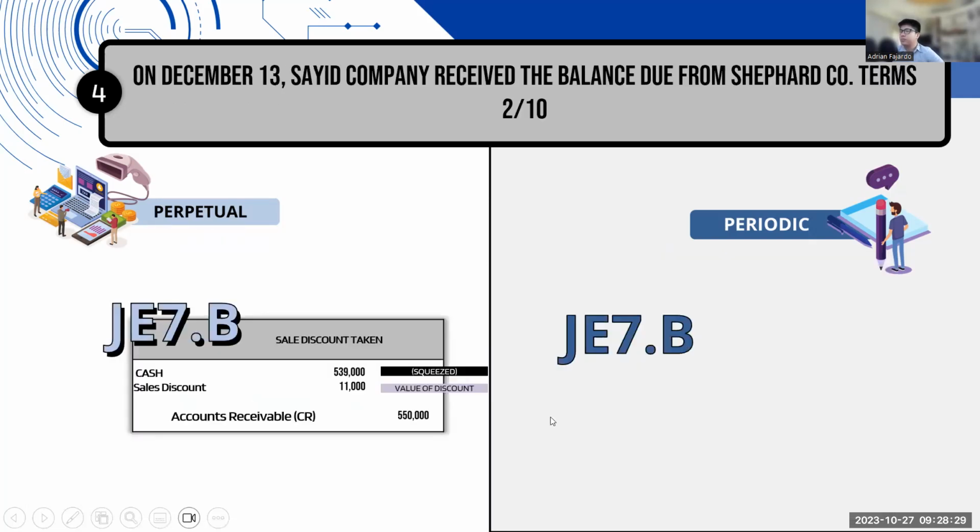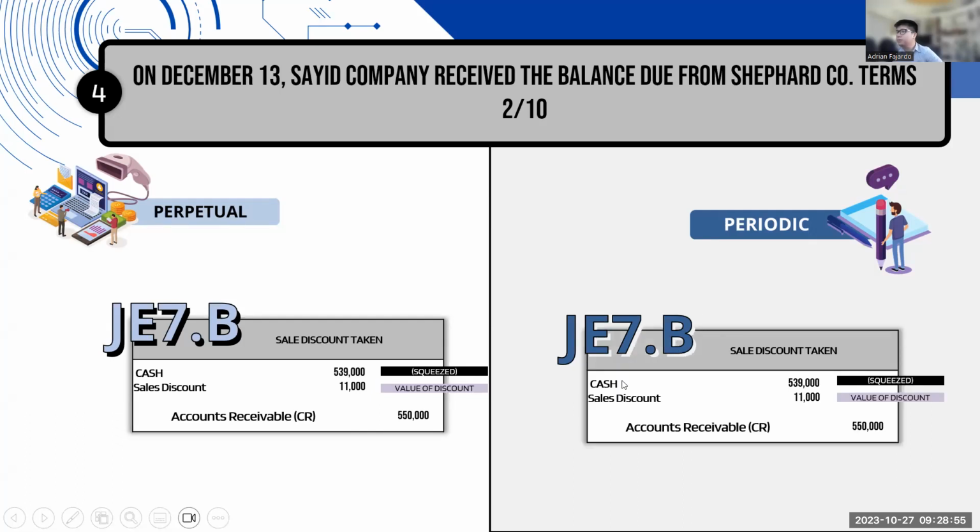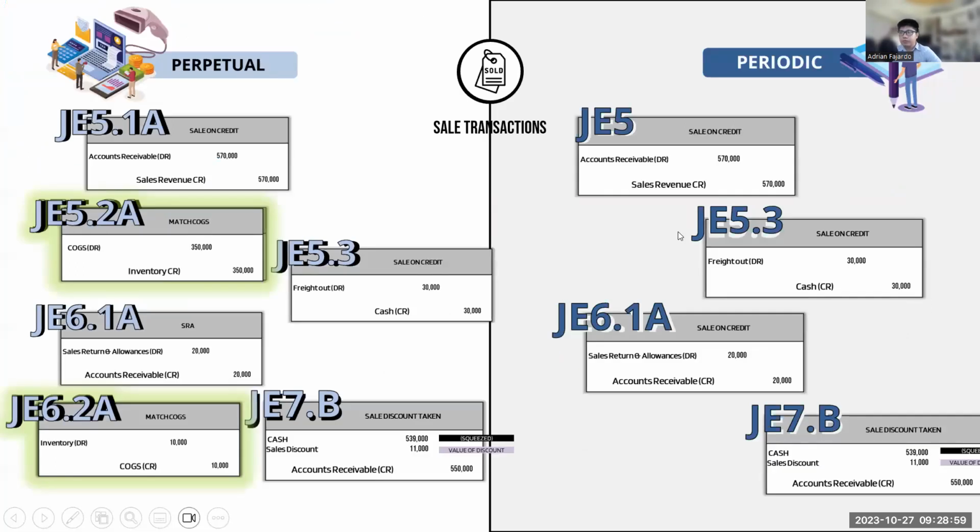So step 1, credit 550,000 and then multiply the discount to the 550,000. So right now it's 2%. So 550,000 times 2%, sales discount of 11,000. And then finally, you'll have debit cash of 539,000 squeezed para mag-balance yung account. Sa journal entry, parehong-pareho lang siya for perpetual and periodic.